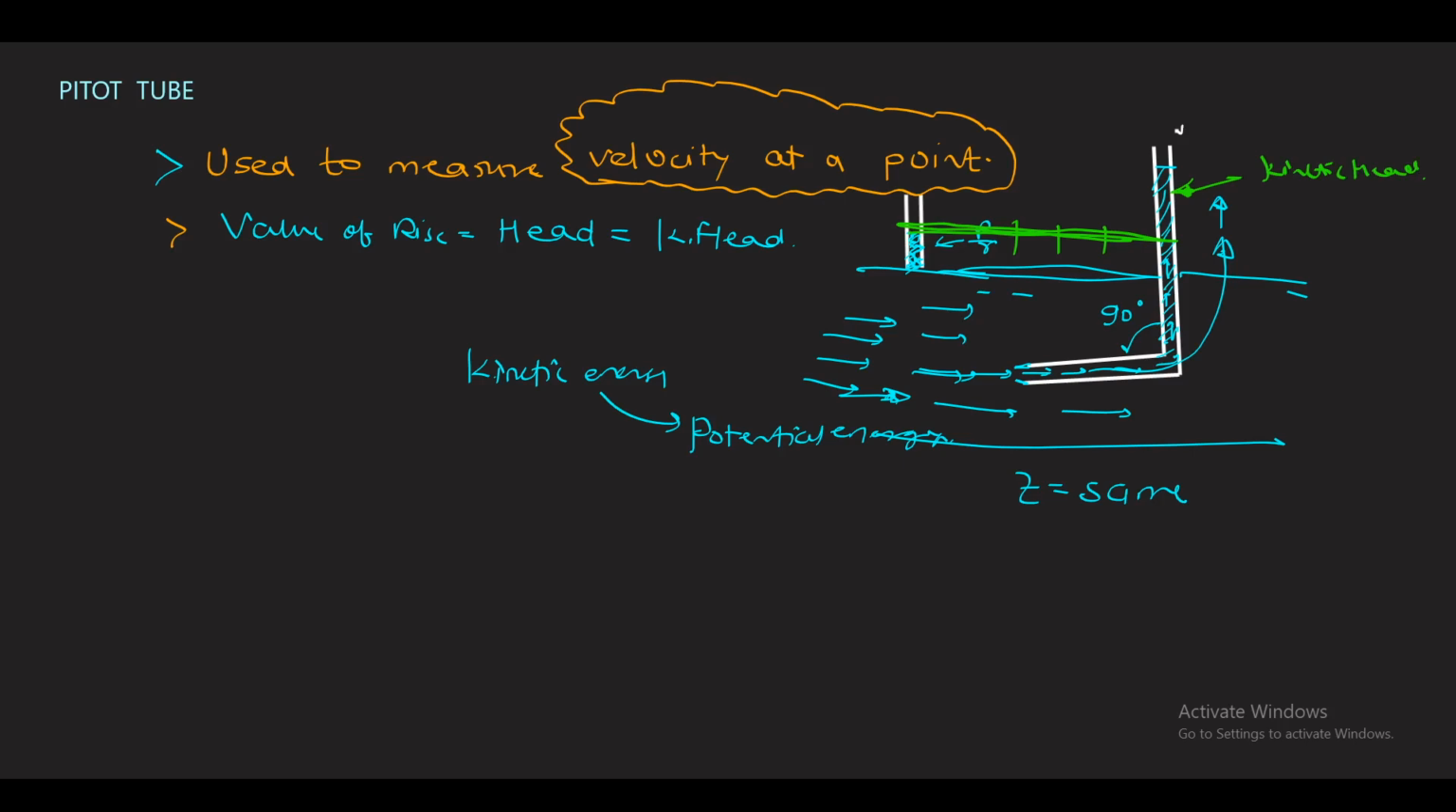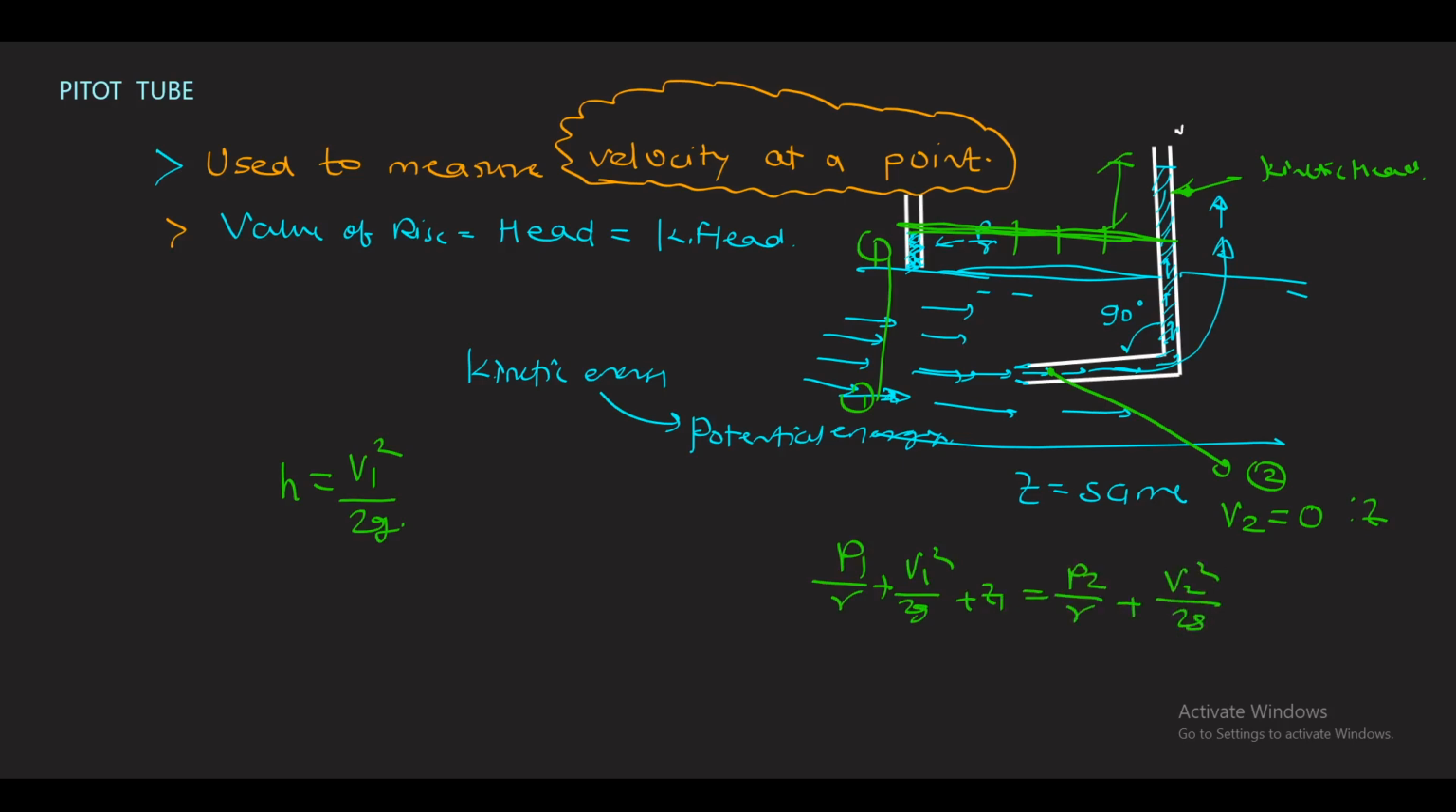So I can easily say that if this is the height h, then h is equal to V1 square upon twice g. Why? Because if I consider a section here, suppose this is section 1 and a section 2 is here inside the pitot tube. As the velocity head is converted into the potential head, the velocity at point 2 is equal to 0. Z is the same in both cases. So if I apply Bernoulli's equation at the first point, P1 by gamma plus V1 square upon twice g plus Z1 is equal to P2 by gamma plus V2 square upon twice g plus Z2.